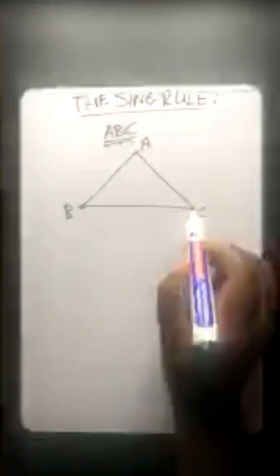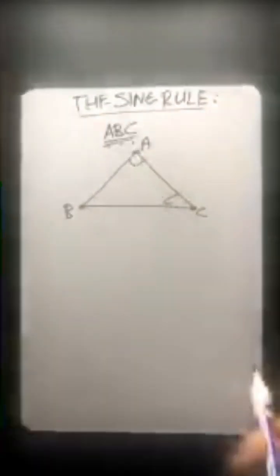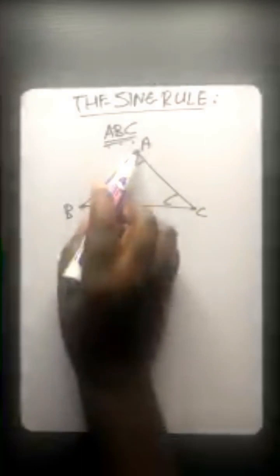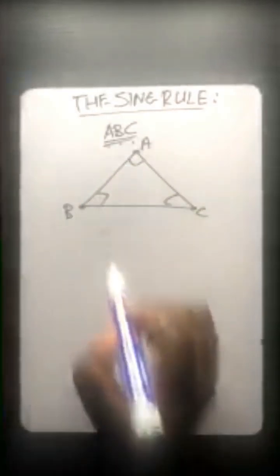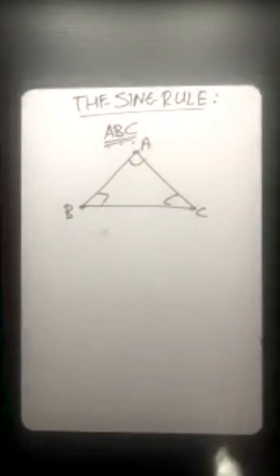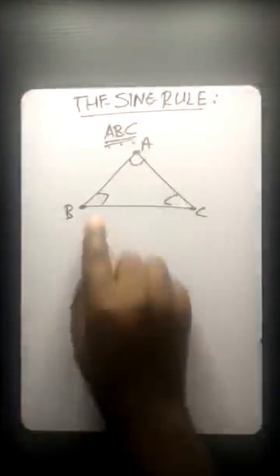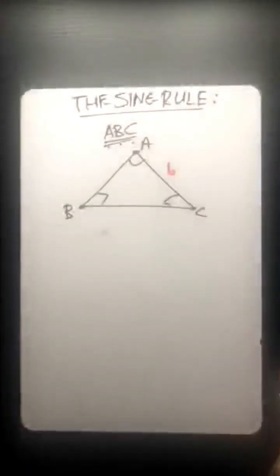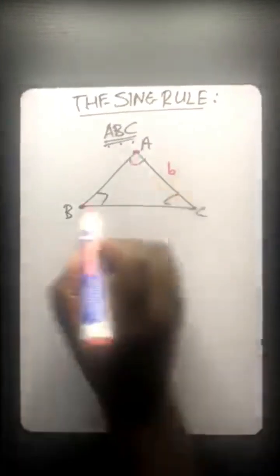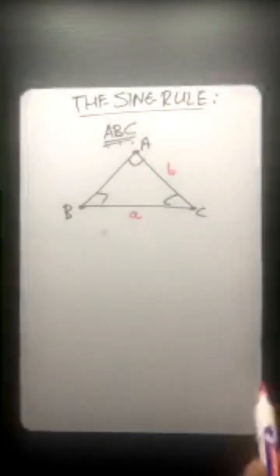Can you see, we have side BC and an angle opposite to that side, which is angle A. We have side AB, and an angle opposite to that side, which is angle C. We have side AC, which is opposite to angle B. Just to keep things simple, let's refer to the side opposite angle B as small letter b, the side opposite angle A as small letter a.